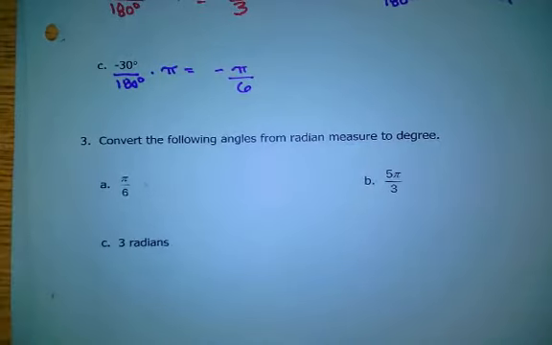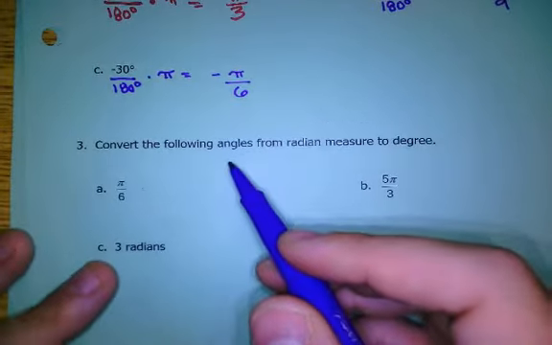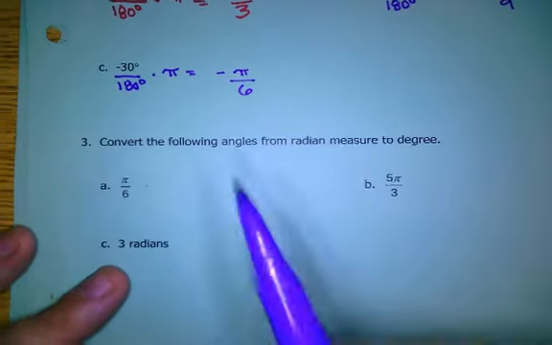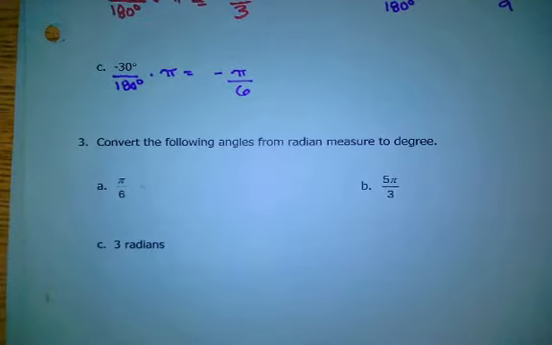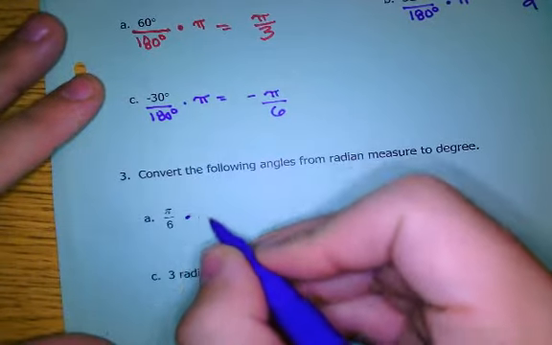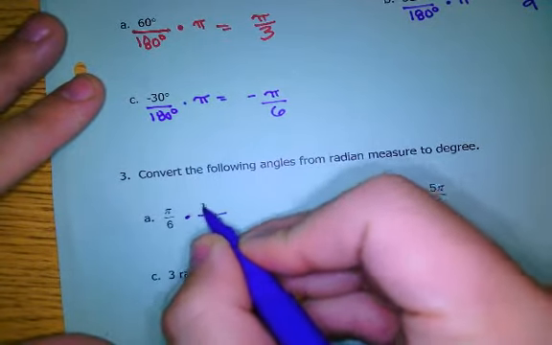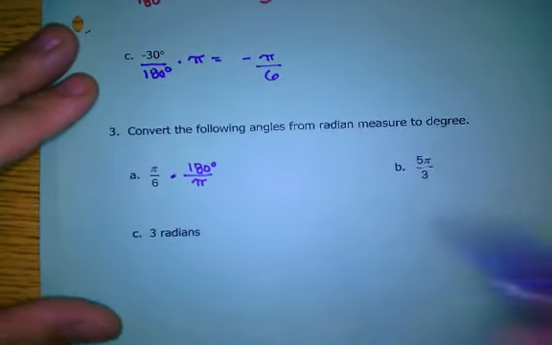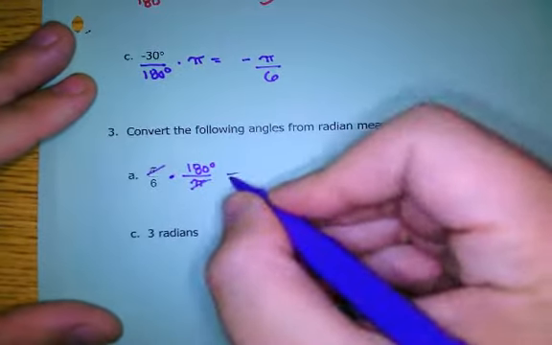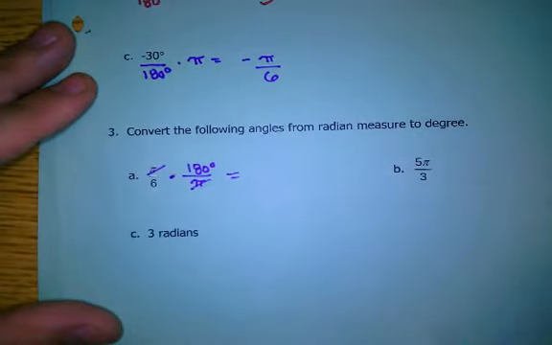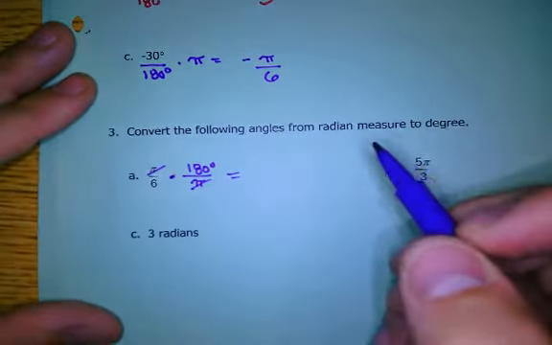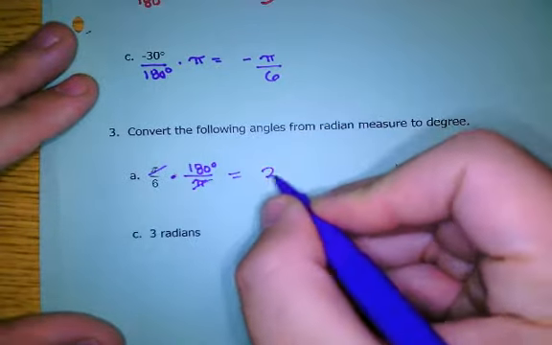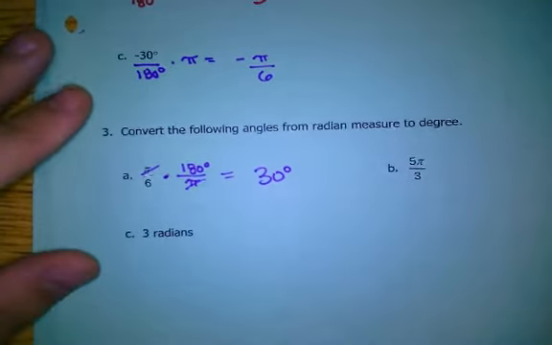So, to convert from radian to degree, you have to do the reciprocal. So, you have to divide by pi and multiply by 180. So, it's easier to write it out this way. Why is it easier this way? Because the pi's cancel out and you're left with 180 over 6, which is 30. Try B on your own.